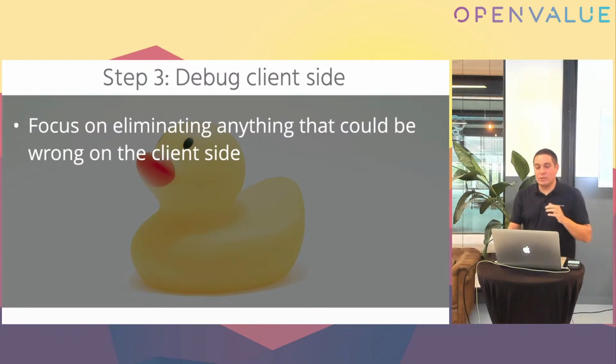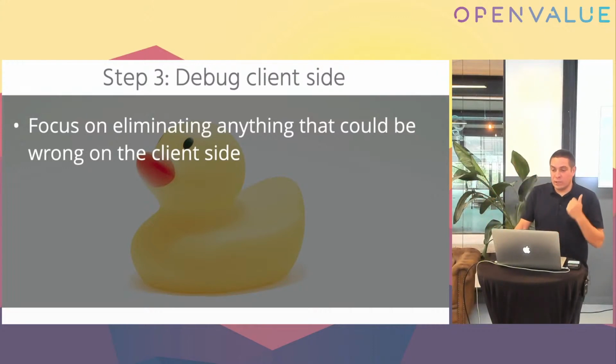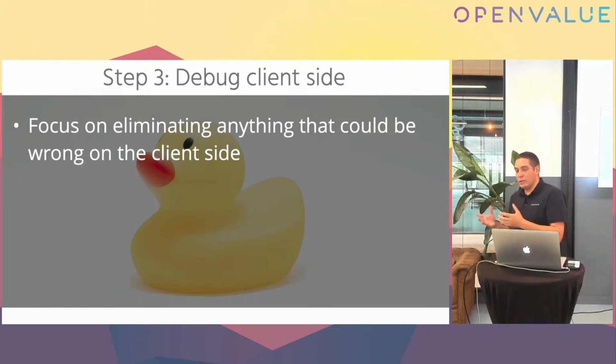So the next step is to look at the client side. If you have a client that's connecting to a server and something is wrong, start looking at all the things that can go wrong there. So focus on eliminating anything that could be wrong on the client side. Maybe you're not going to the right host. Maybe you are not sending the right request or not processing the response in the correct way.